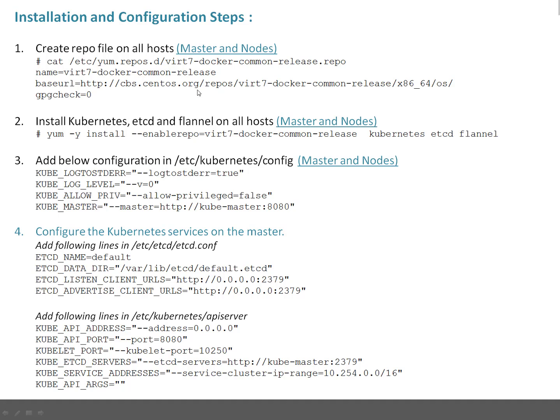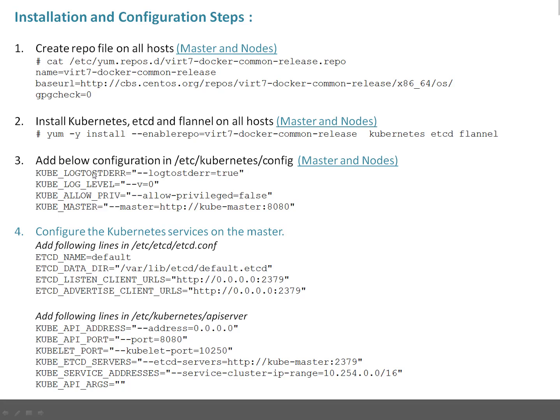So first of all, create repo file, then install Kubernetes. I will be coming to step one in the technical session. I'm just giving you overview. These two steps need to happen on master as well as nodes. Third step again, that needs to be on master and node, where I'm specifying configuration for Kubernetes. I'm setting what is the log level, what are the privilege, which is going to be my master server. Here I'm specifying this is my master server. Here I will put some attention like why we are doing these settings.